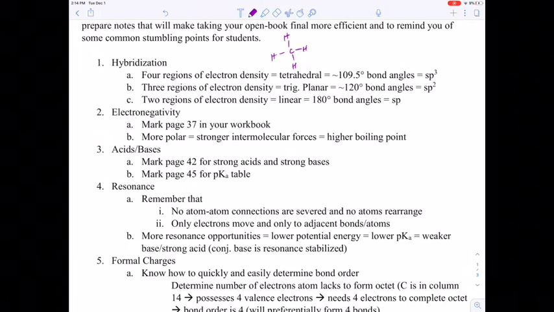3 regions of electron density, that could be something like formaldehyde, which would be a good one. 120 degrees, trigonal planar around the central atom, sp2. 2 regions of electron density could be like acetylene, something like that. Then we have 180 degree bond angles, sp hybridization. So I don't think that's particularly difficult. It's just easily forgotten.